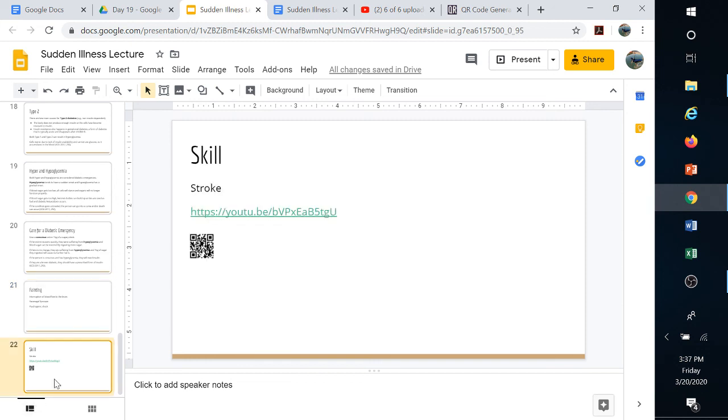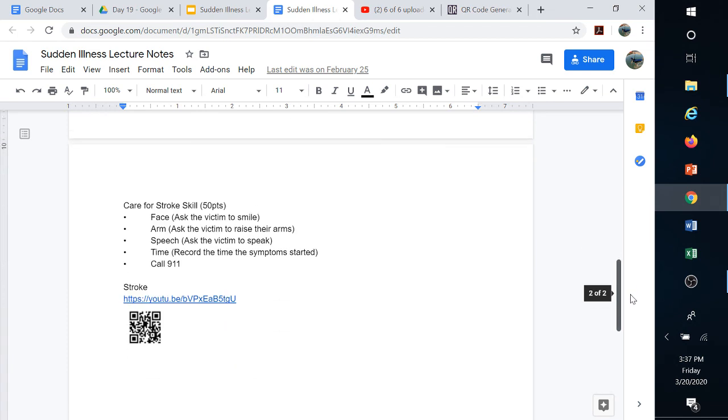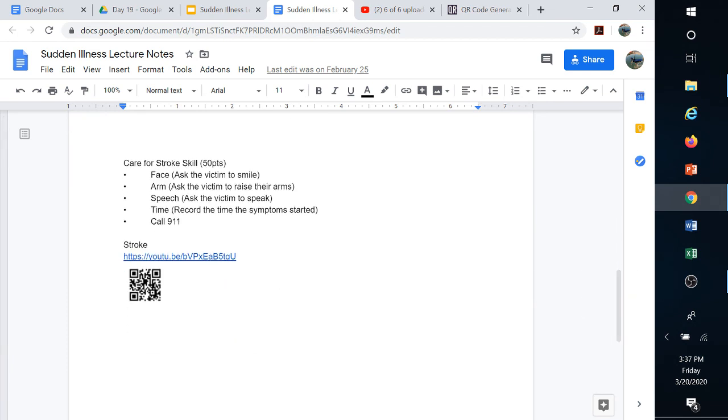All right, for your skill, think FAST. Stroke. Go through these steps. I put it on the lecture notes, so fill out the lecture notes as you watch the video and go back through the lecture itself. Face, arm, speech, time, whatever you find, you record or tell 911 if you think they're having a stroke after going through those steps.